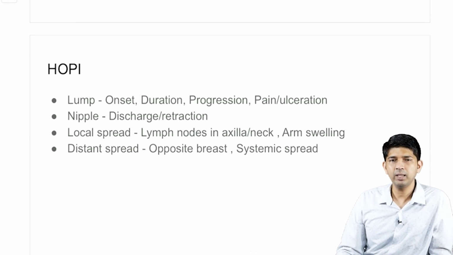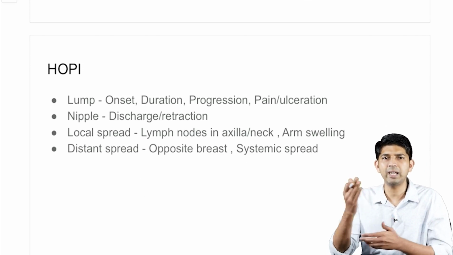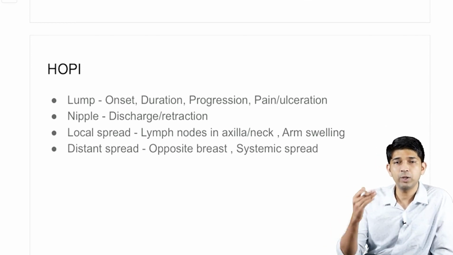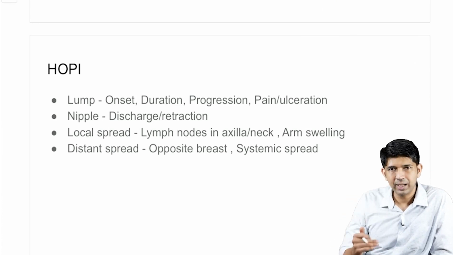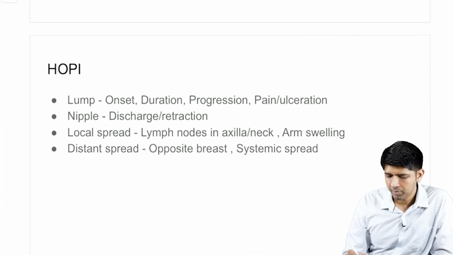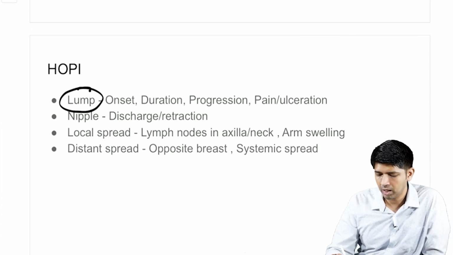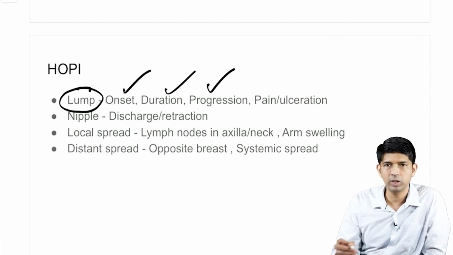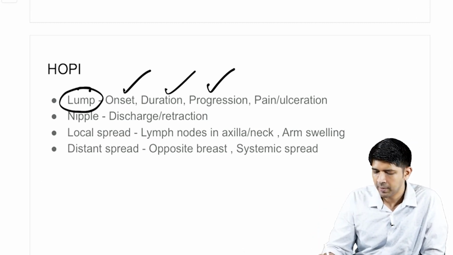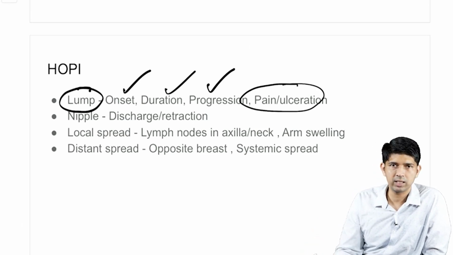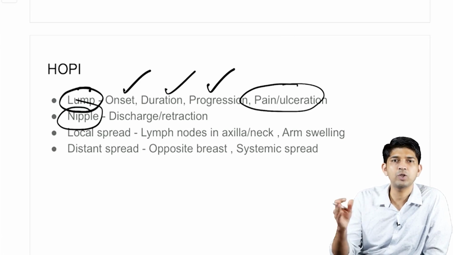Now in HOPI, the common thing is you guys tend to write a big list and it gets jumbled up. Don't do that, and you will tend to forget 1 or 2 important points as well. So please classify it. It will be very easy for you. First is talk about history with respect to the lump. With respect to the lump, you're going to talk about onset, duration, progression. This is the classic explanation for any possible swelling. Next, whether there is any pain or ulceration. After the lump, next you move on to the nipple, whether there is any discharge or retraction from the nipple.